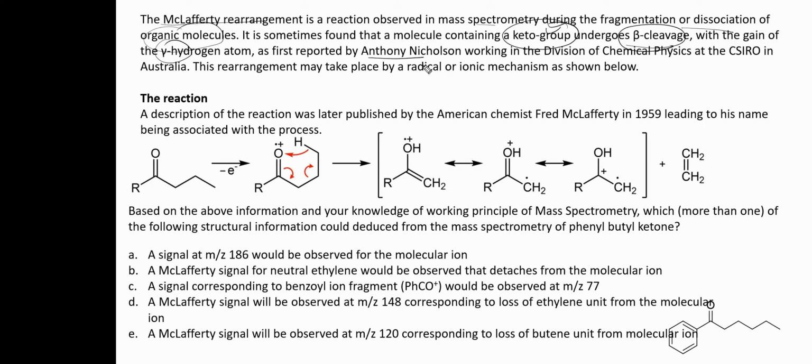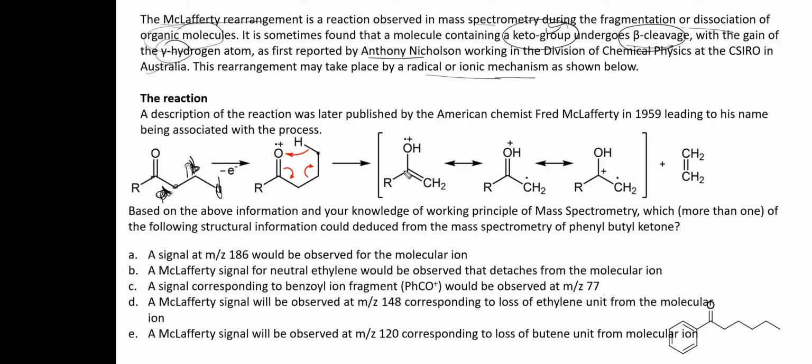And this was reported by Anthony Nicholas from Australia, right? This rearrangement takes place by a radical or ionic mechanism, okay? All right, and here's the scheme of the reaction, right? You have a ketone, and when it comes to ketone, this is the alpha carbon, right? And that is the beta carbon, all right? Sorry, this is the alpha carbon, right? Beta carbon, and this is the gamma carbon, okay? So alpha, beta, my bad again. Alpha here, beta here, and a gamma carbon, all right? So that carbon gives a hydrogen, okay?